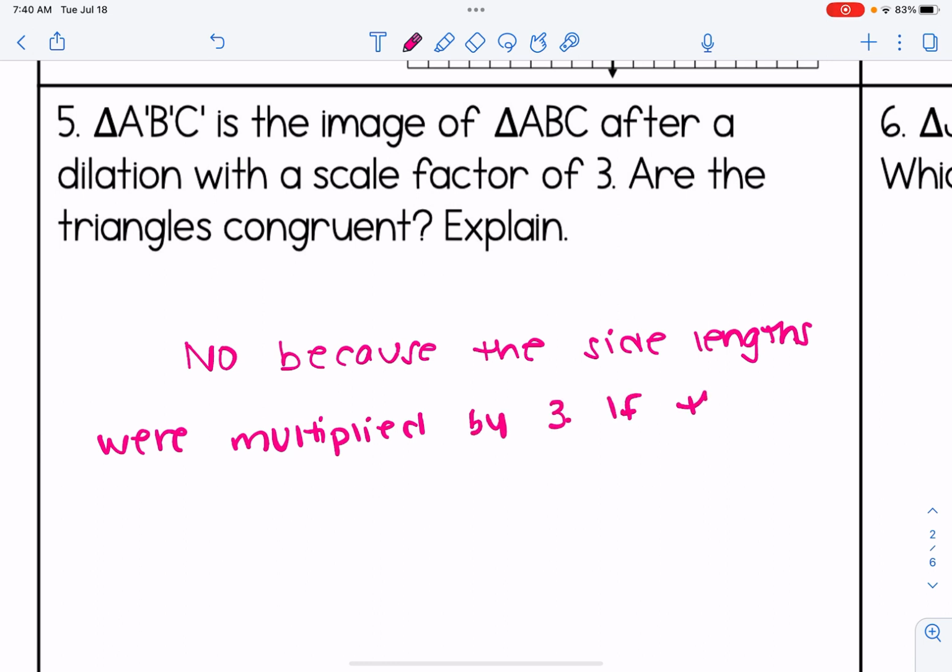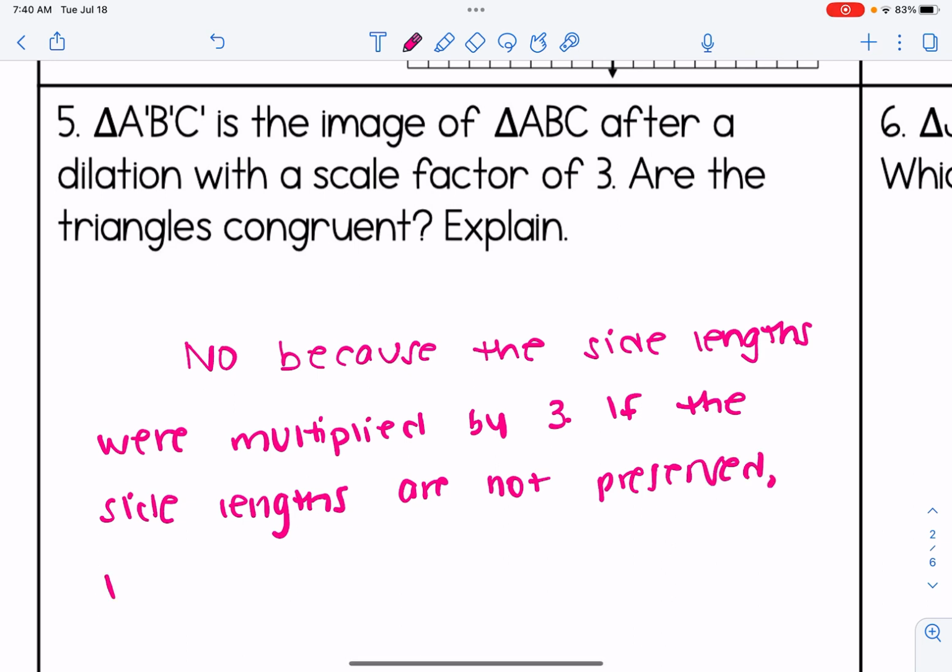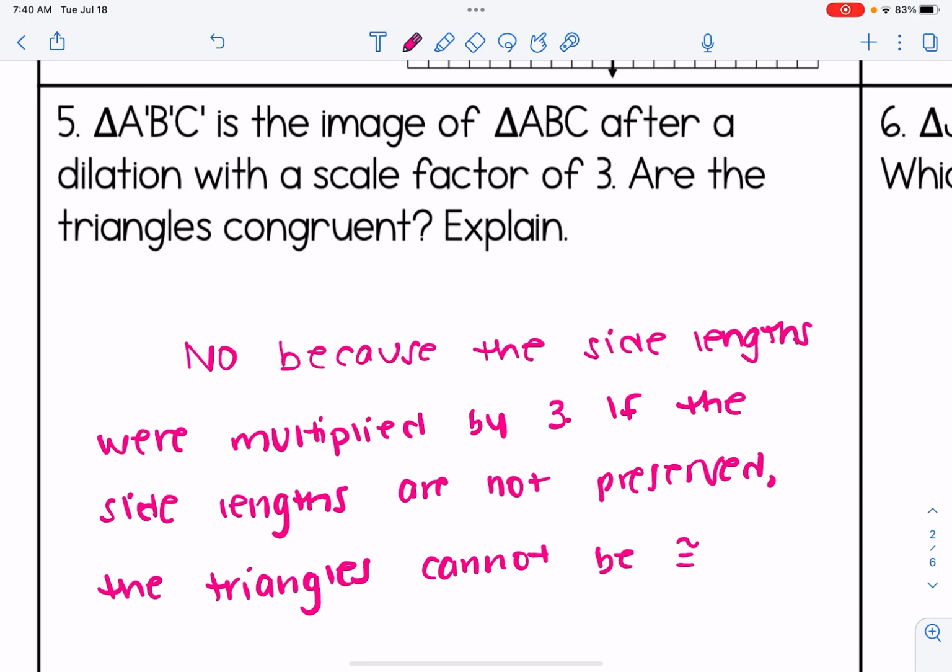And I'm going to add to that if the side lengths are not preserved, the triangles cannot be congruent. Okay, so even though angle measure is preserved, in order for congruency to be preserved, both angle measures and lengths need to be preserved, both of them.